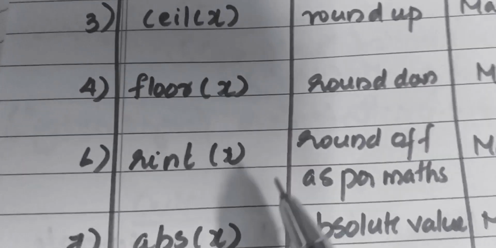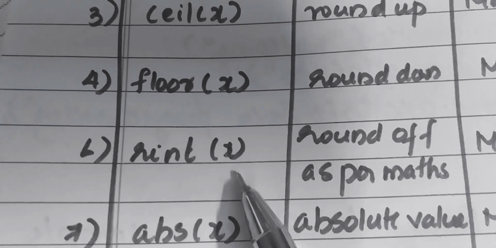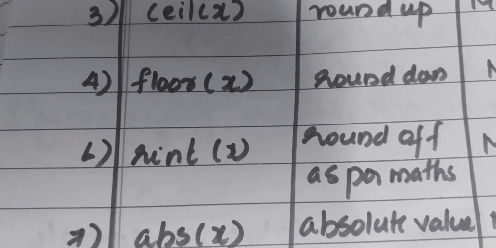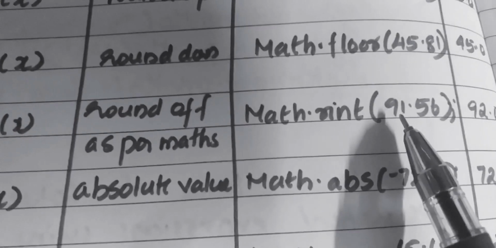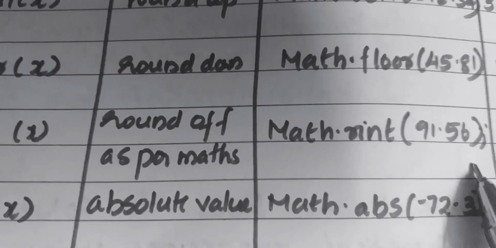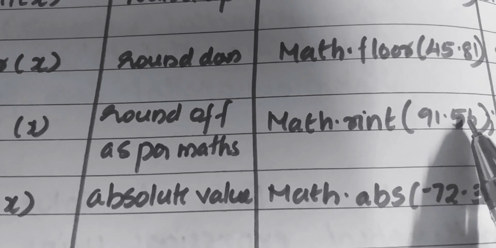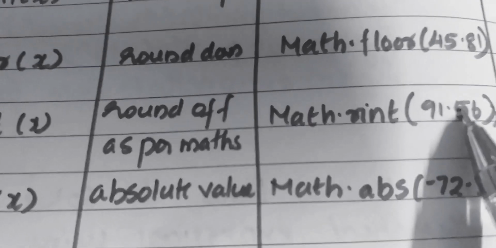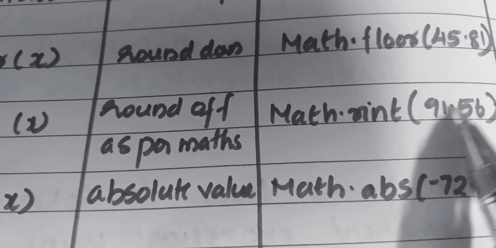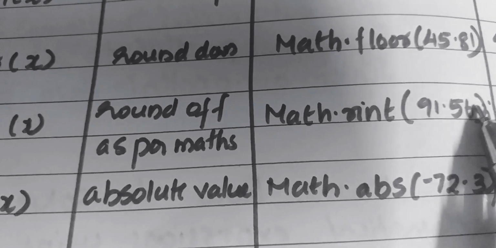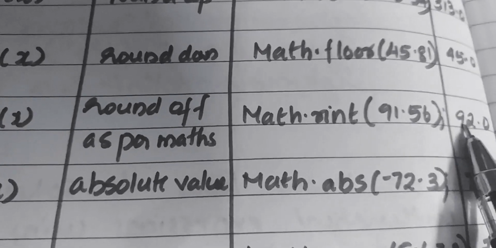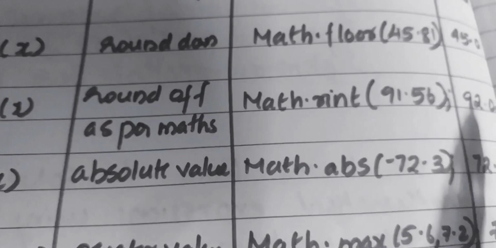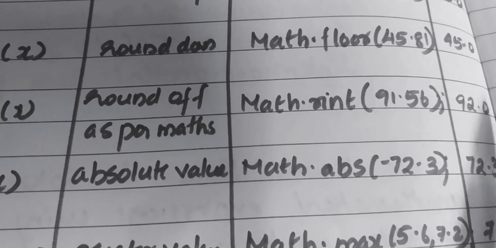So the next function is rint of x. This function is very similar to the normal math rounding, that is, it rounds a number as per maths. So math.rint of 91.56. So what is our output? When we round this value, what is the result? Since it is 91.5 and above, normally in maths we round it as 92, isn't it? So similarly, here we get 92, but since the rint function is a math function, the return type is double, so we write 92.0 as the result.